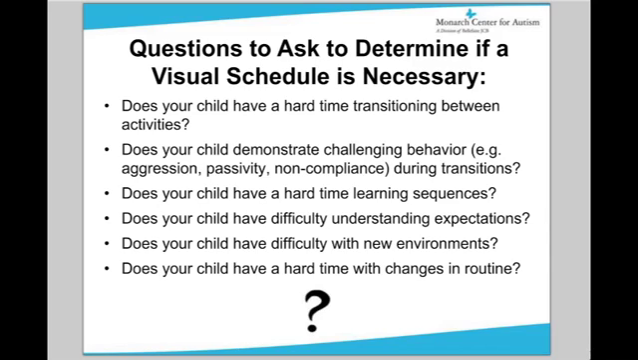A hard time learning sequences. So when something is presented visually, it's there, the child can always look back to it. So with autism, the students have trouble with recall, retrieval, and when something is there visually, it's there permanently and they can reference it at any time.